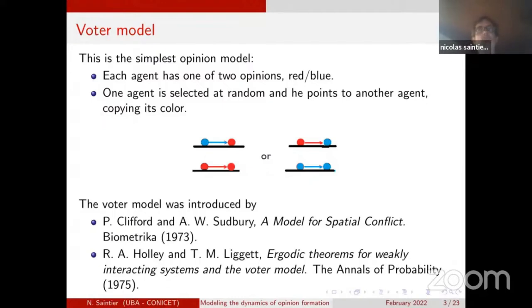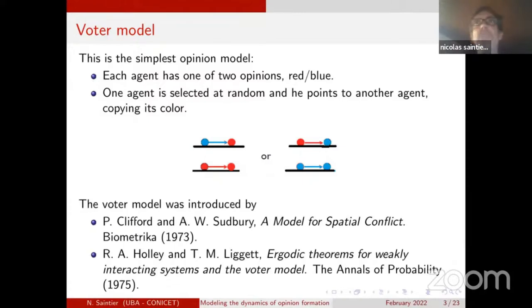But it gives you a lot of freedom because you can add noise to this dynamic. Let's say you will change opinion, but only with some probability. So now, what is the influence of this noise on the dynamic? Or maybe you can put in your population some fraction of individuals that are completely stubborn, in the sense that they think red from the start and they will never change their mind.